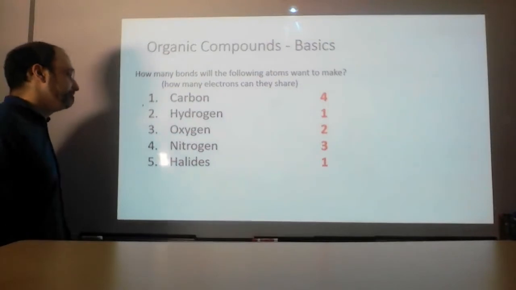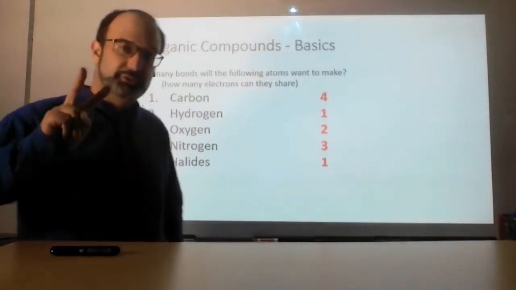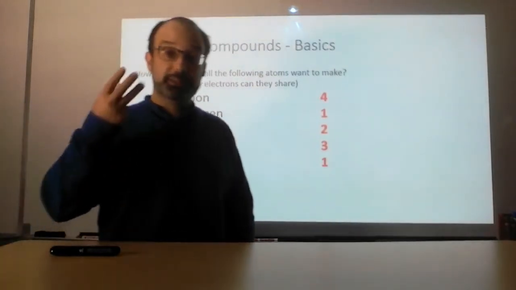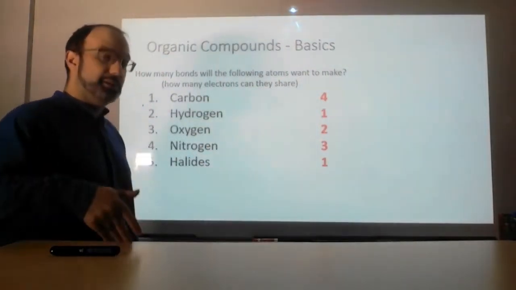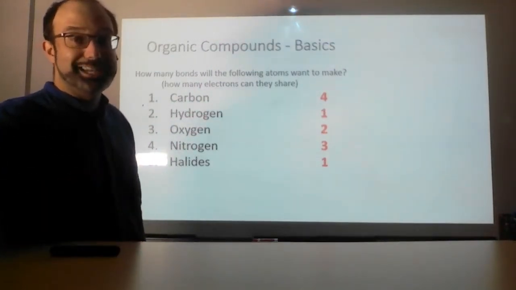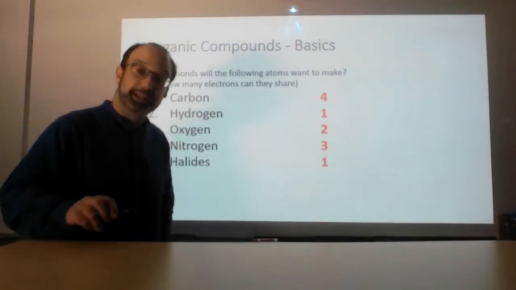Here we go. Oxygen is 2 steps from the end, so it needs 2 more electrons. It can have 2 more bonds. Nitrogen is 3, so that means it can do 3 more bonds. Halides are 1 step away. That's your fluorine, your chlorine, your iodine, your bromine. They are 1 step away, so they only need 1 more bond or 1 more electron.